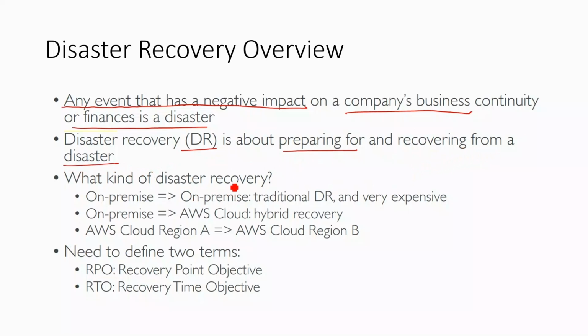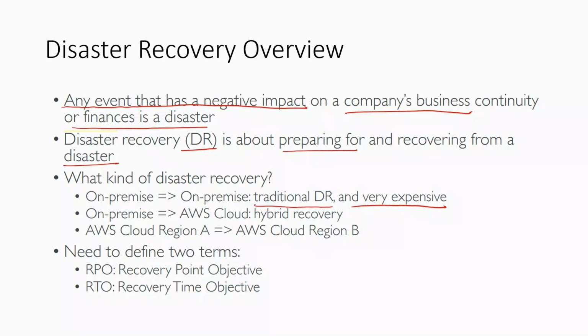So what kind of disaster recovery is there? If you are running on-premise, like in a data center, we have traditional DR technologies, and they are very expensive. For example, if your data center went through a natural disaster and most of your servers got destroyed, then you have to buy new servers. That's very expensive. That's just an example.